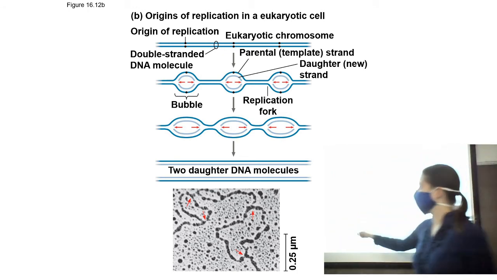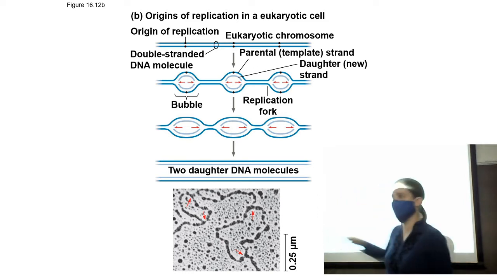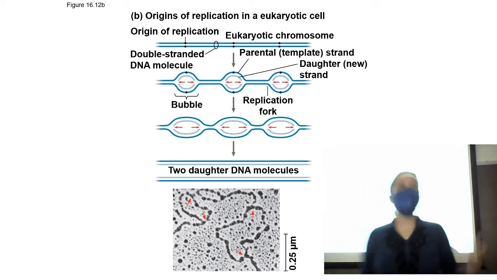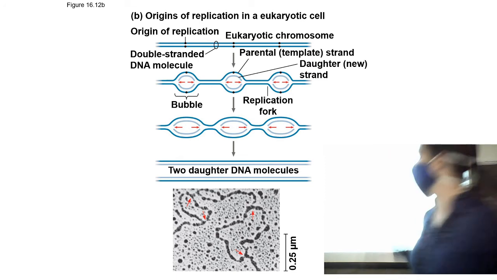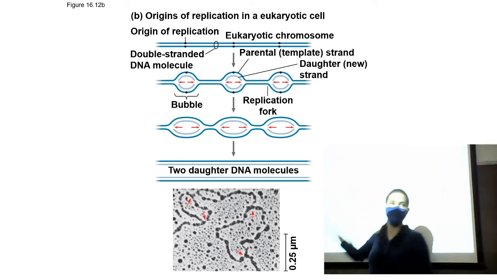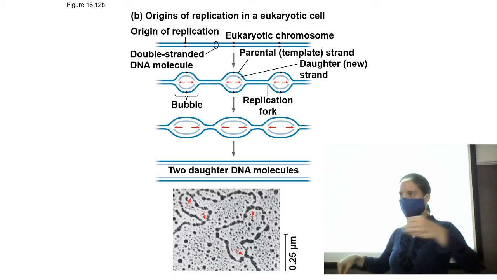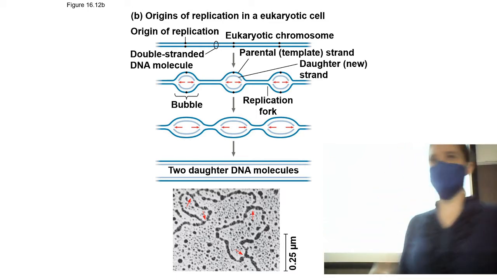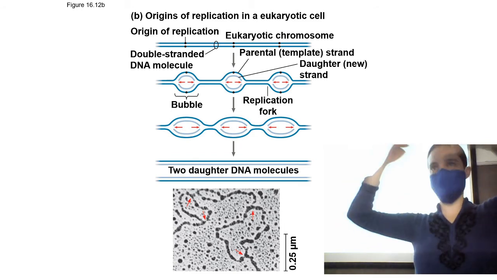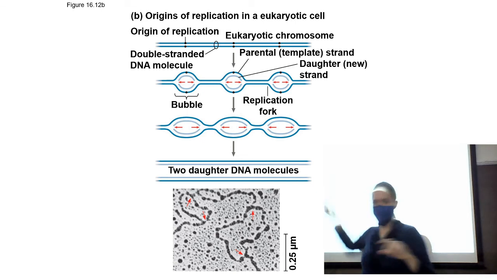You can see it here, right? You've got a replication bubble here, another one here, a really big one there. They eventually run into each other. As this one opens up and that one opens up, they'll bump into each other, and that's great. It just keeps going until you've replicated the whole thing and you now have two daughter copies of DNA. Is everyone okay with this?